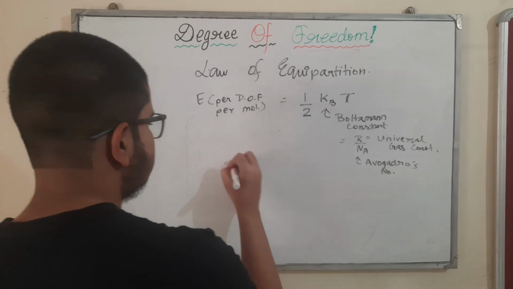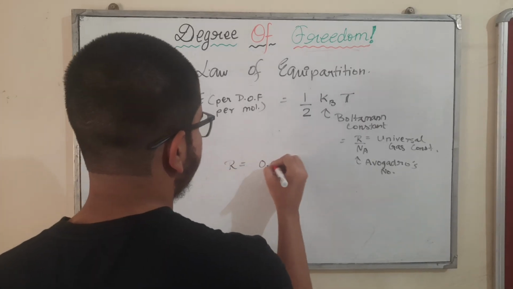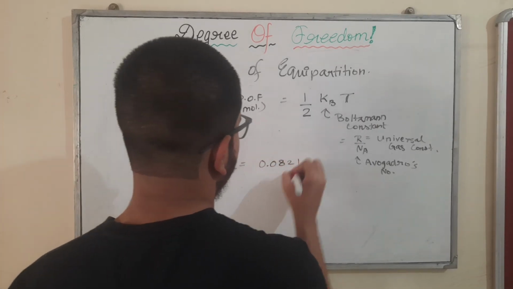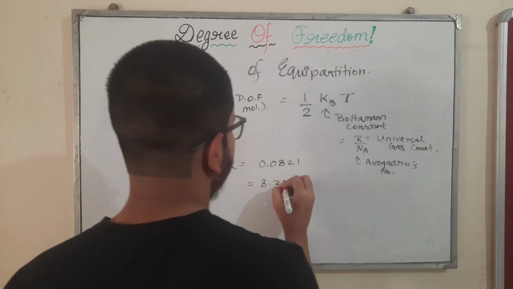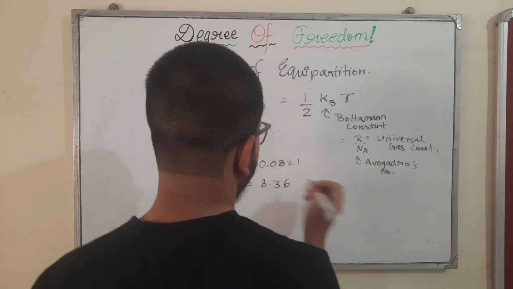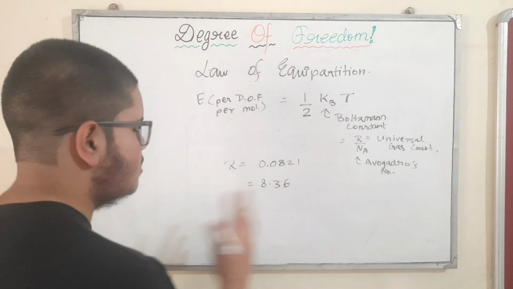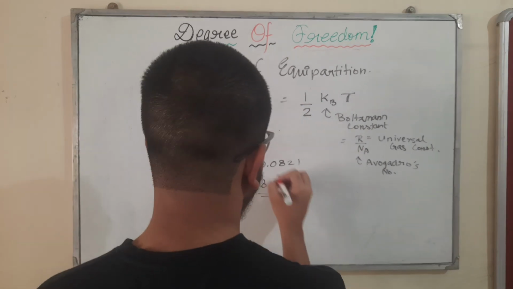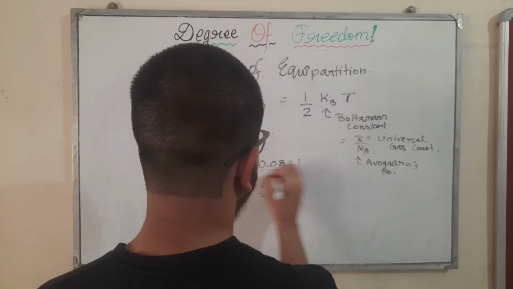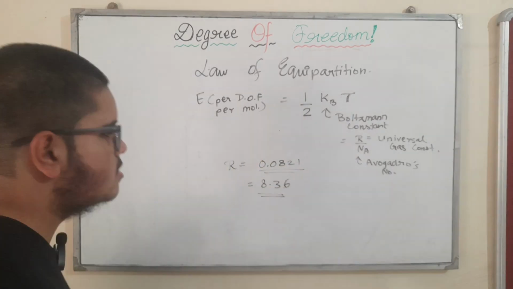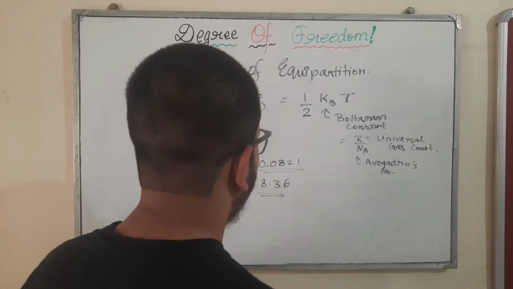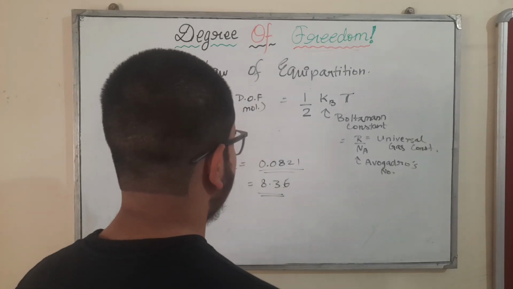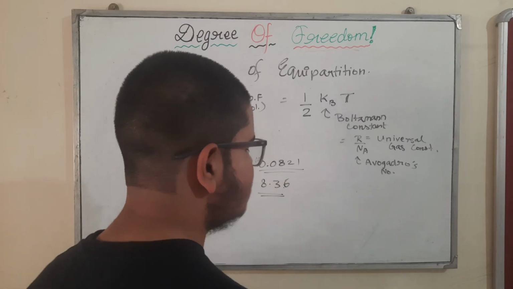Now there is a doubt regarding what should be the value of R. I also faced it. R is equal to 0.0821. Again, R is equal to 8.336, something like that. Don't need to memorize that. Okay, R is equal to 8.36 or R is equal to 0.0821. When to use which value? Now, actually, they look pretty similar, right?